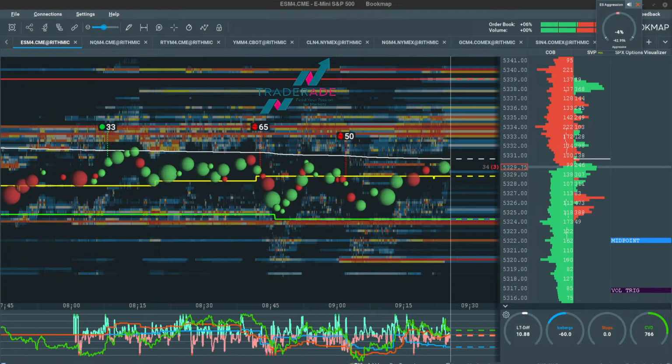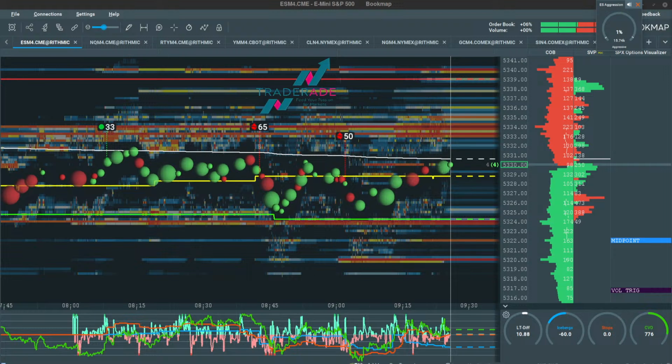Kim says, my Bookmap looks different. If you mean than what you may have run on screen on your own, absolutely. I have thoroughly customized my Bookmap in a lot of different ways.